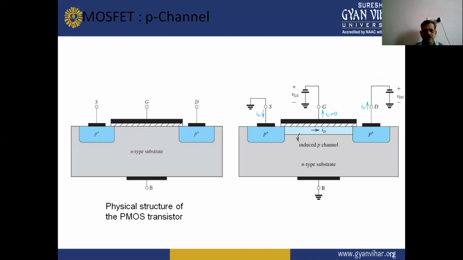And in these two diagrams of the MOSFET, there is the physical structure of the P channel, the PMOS transistor, in the first diagram and the second diagram. There is also an n-type substrate in the PMOS transistor, and there is an induced P channel and different gate current, source current and drain current across the different terminals.